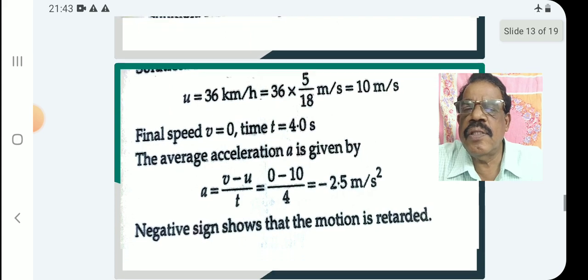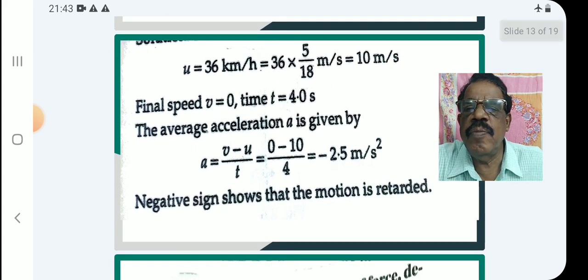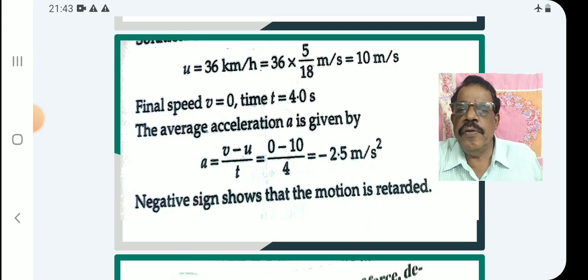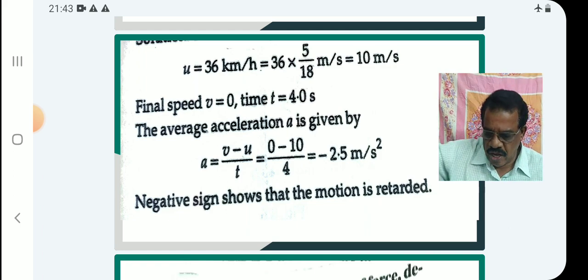U is equal to 36 km/h and that, you know, is 10 meters per second by multiplying it by 5 by 18.